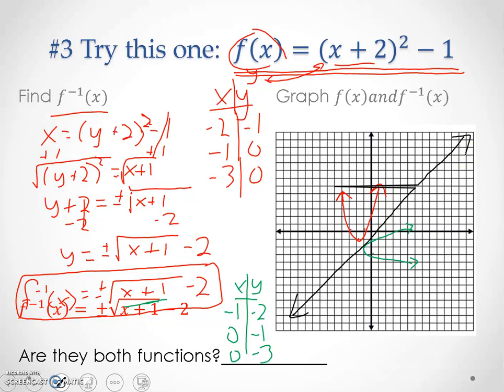Are they both functions? And hopefully now you can see that the original function is a function because it passes the vertical line test. But the green one, the inverse, is not a function because when I plug in a number like 0, then I don't know if it's going to map onto -1 or map onto -3. So the answer to this question would be no, they are both not functions.